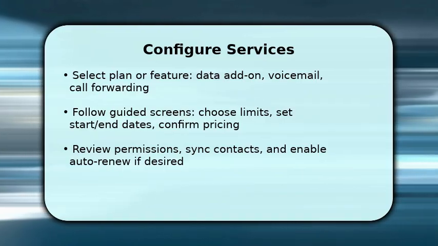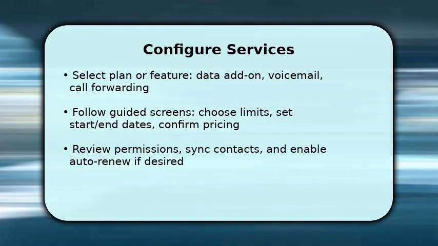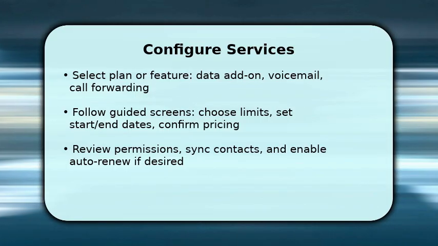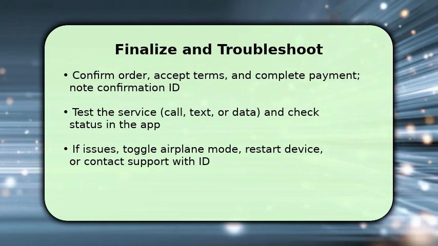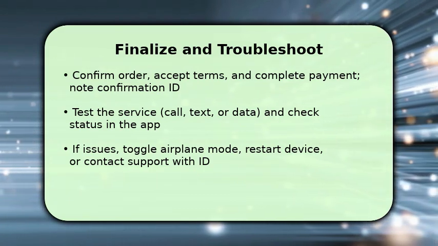Once settings look good, enable auto-renew only if you want continuous coverage. These detailed choices control billing and behavior, so take a moment to verify each option before confirming. You finish by confirming the order, accepting terms, and completing payment. Copy the confirmation ID for reference.